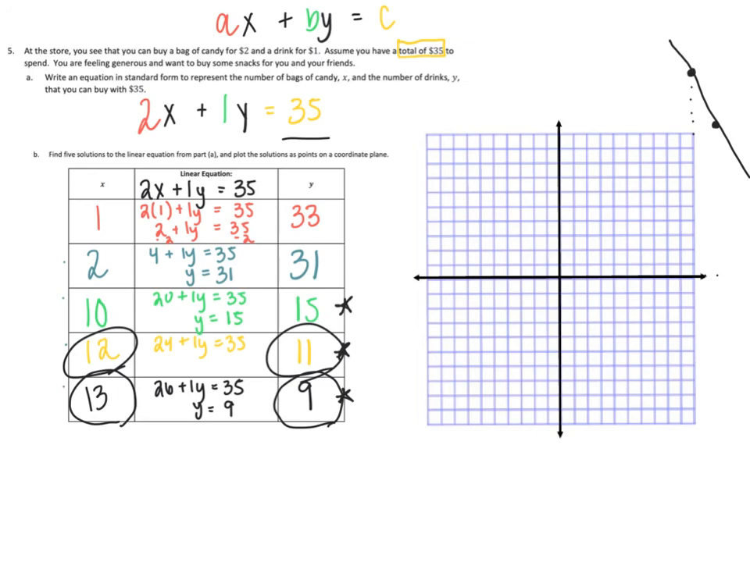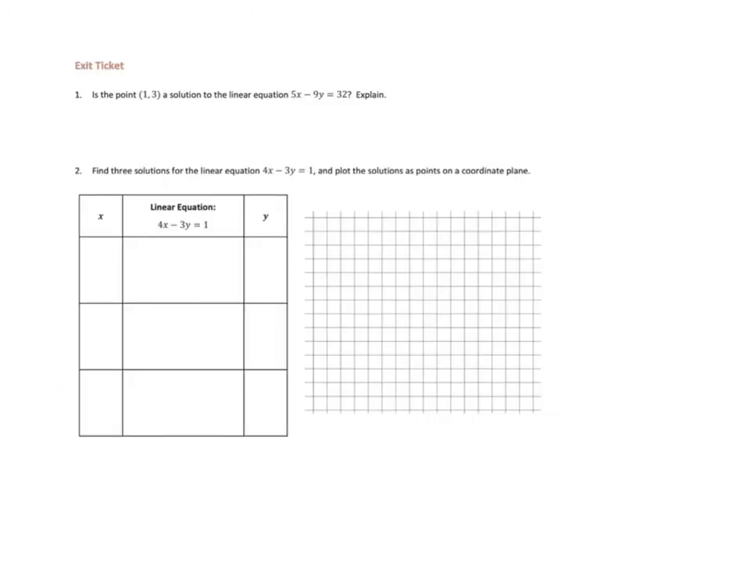Okay? All right, this is your exit ticket for today. I'm going to do number 1 with you, and then you're going to do number 2. So it says, is the point (1, 3) a solution to the linear equation? So remember, this is my x, and this is my y. So it's basically saying when x is 1 and y is 3, will it equal 32? Well, let's check it out and see.